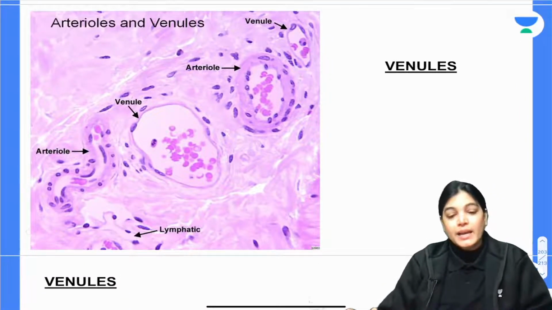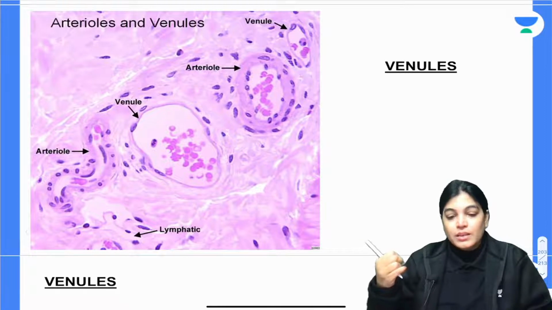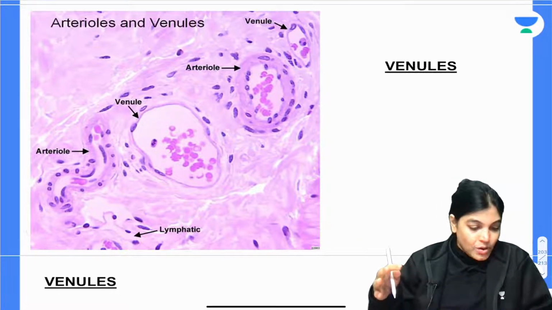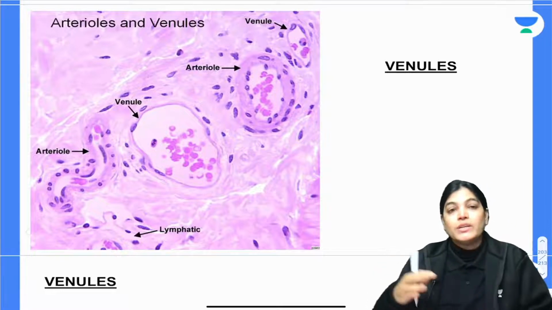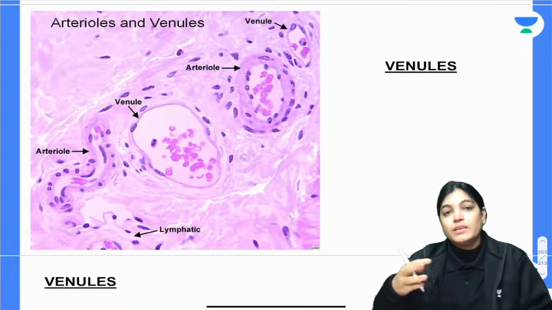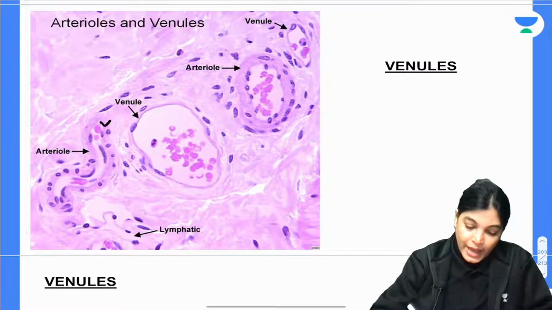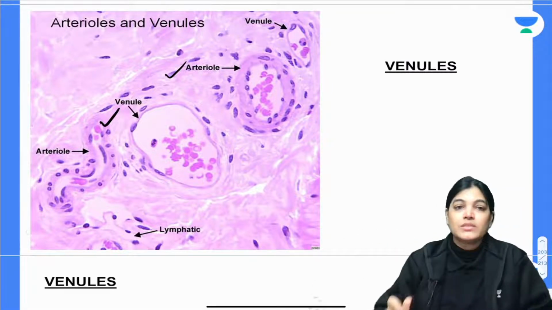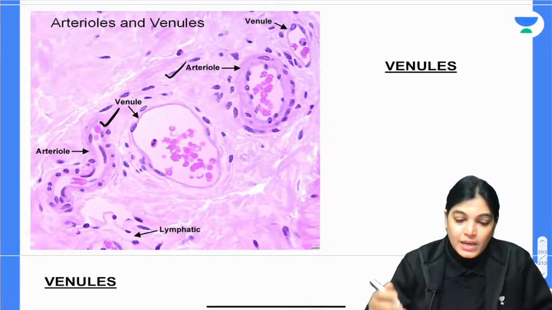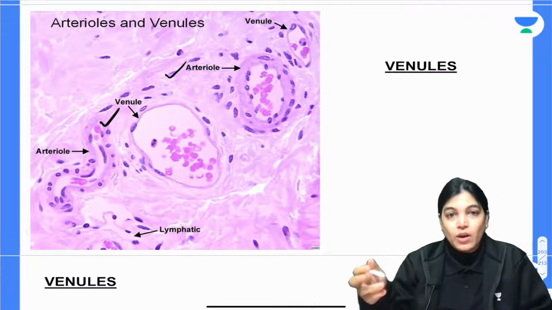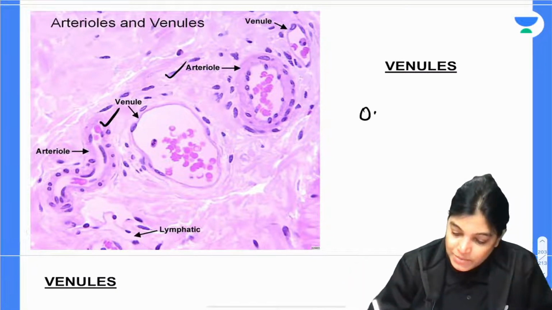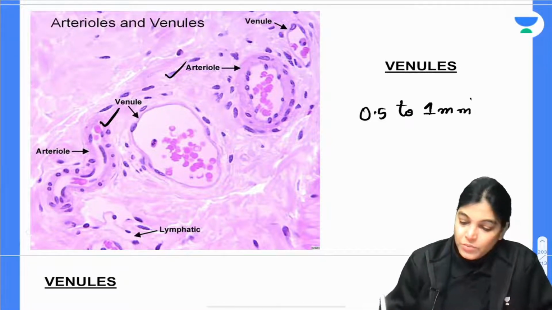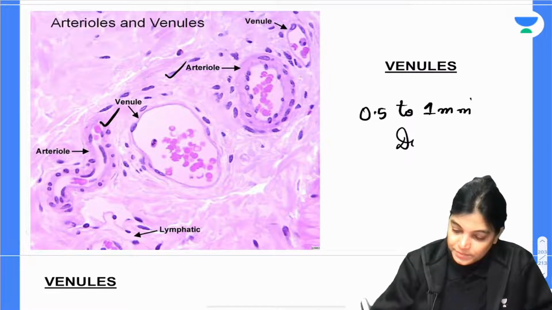So what are venules? Actually the exchange of blood between the venules and arterioles occurs via capillaries. So we will move on to the capillaries also. Let me first tell you about venules. If we talk about its dimension, it is 0.5 millimeter to 1.1 mm in diameter.